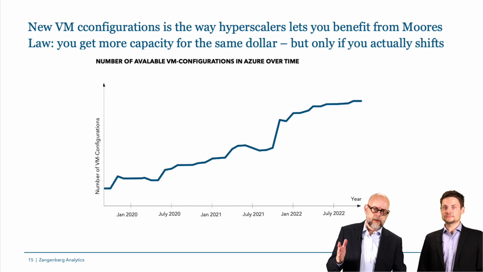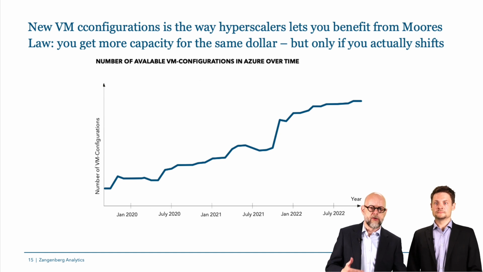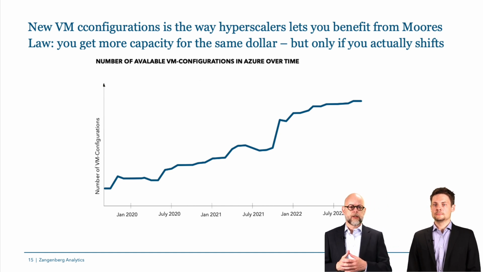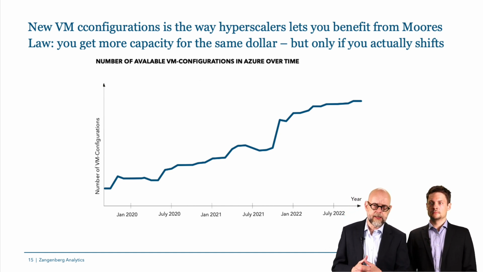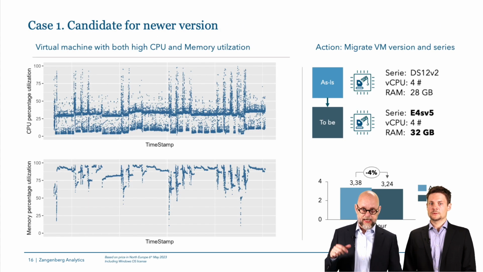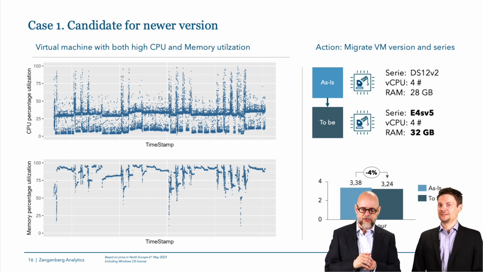Over time, for example, Microsoft will issue new versions of their servers. So the way you get more capacity and lower prices is basically by utilizing the newer versions. And then let's go into the optimization.